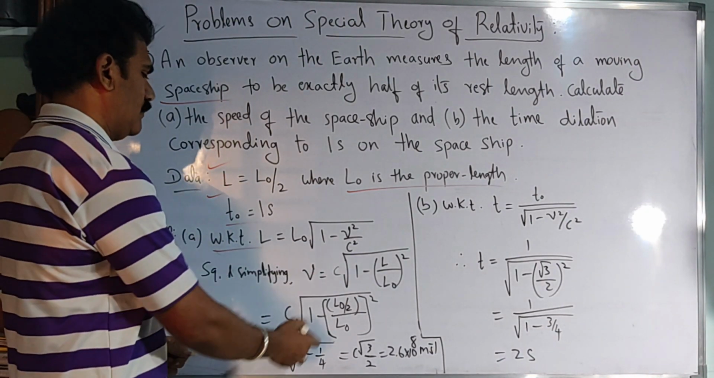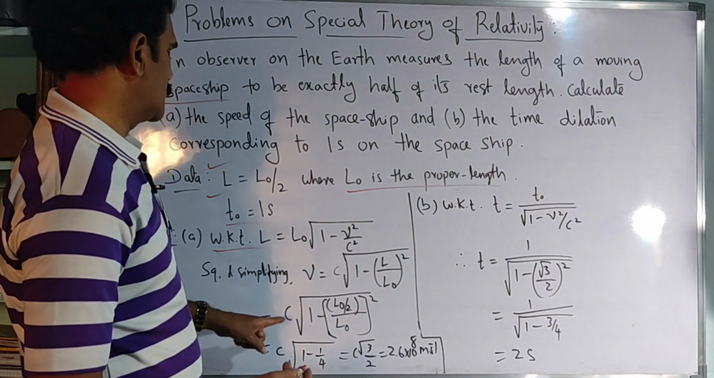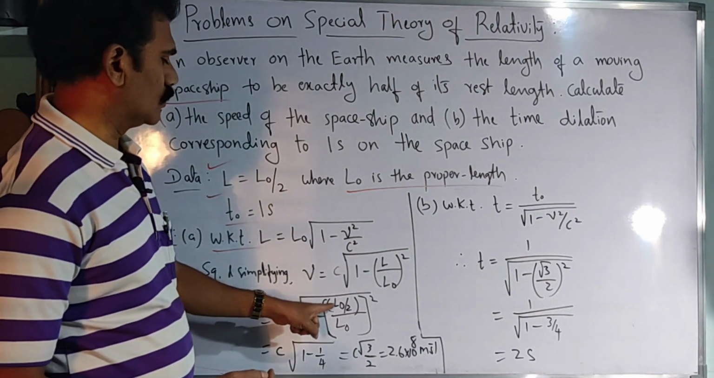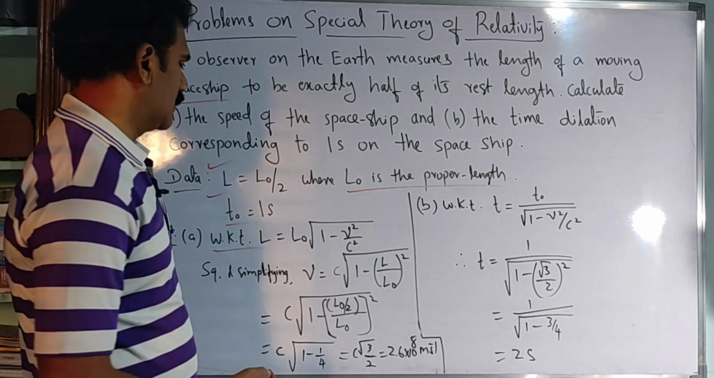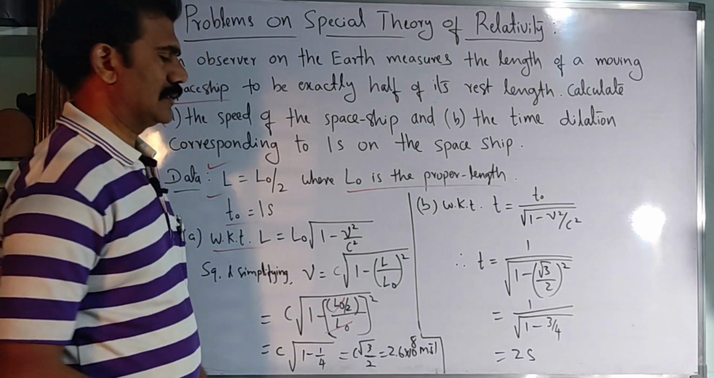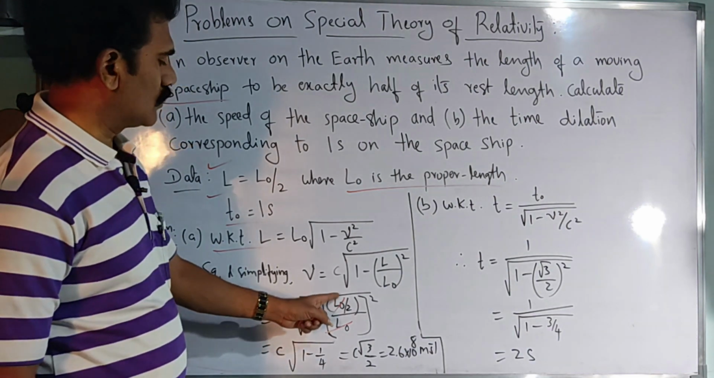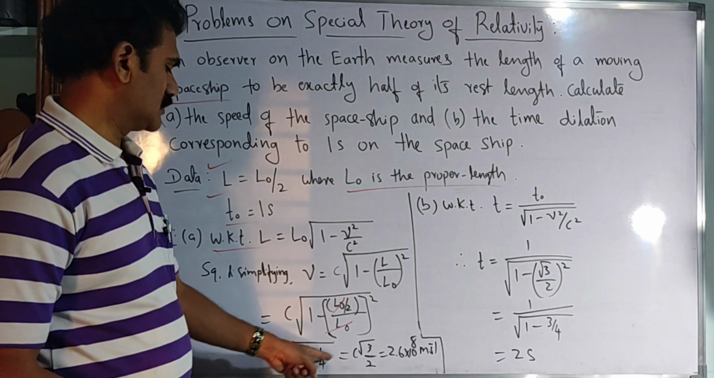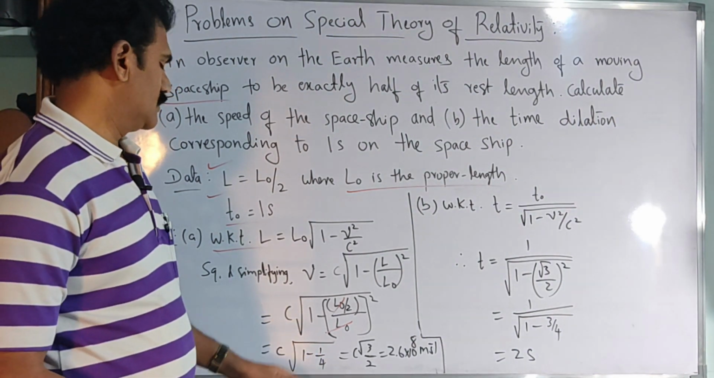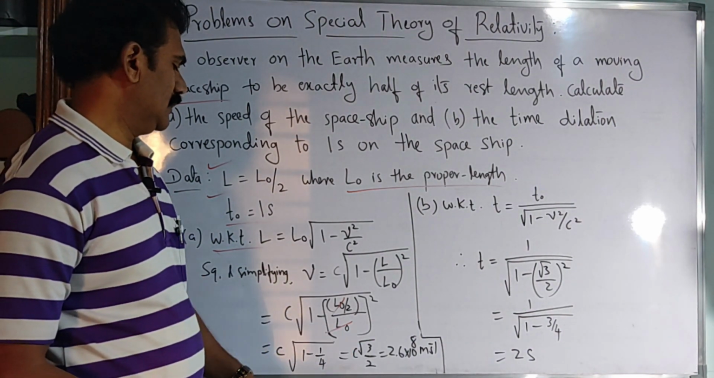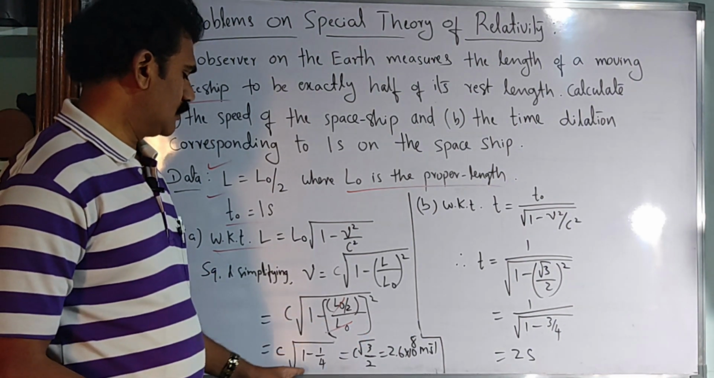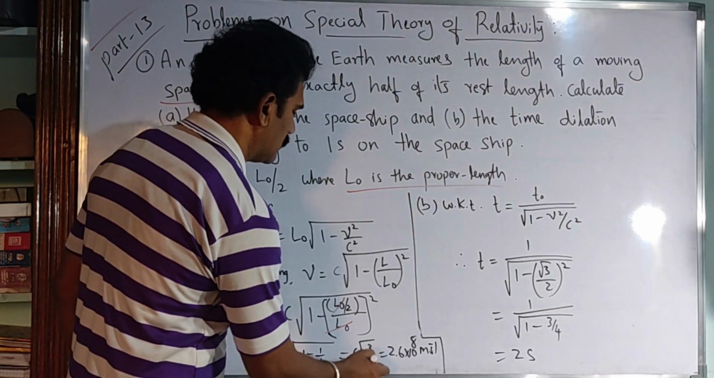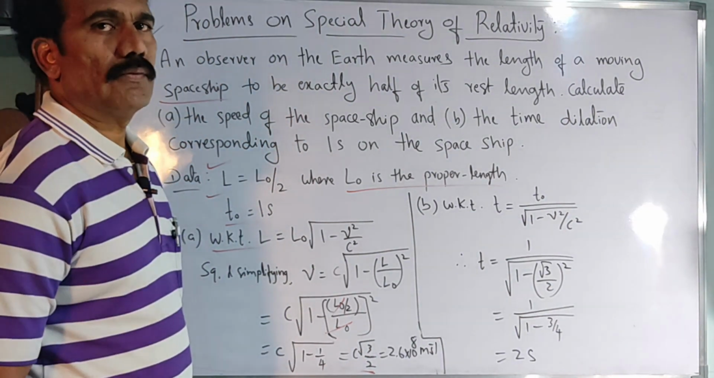Now substitute the given data here. V is C into square root of 1 minus L by L naught whole square, where L is given as L naught by 2. L naught cancels, so this is 1 by 2 whole square, which you can write as 1 by 4. Square root of 1 minus 1 by 4: LCM is 4, so 4 minus 1 is 3 inside the square root, divided by square root of 4, which is 2. So C times root 3 by 2 is what you get.